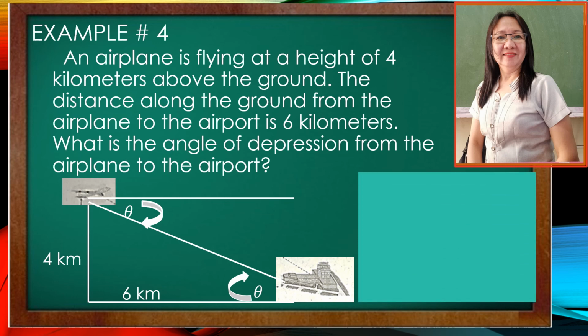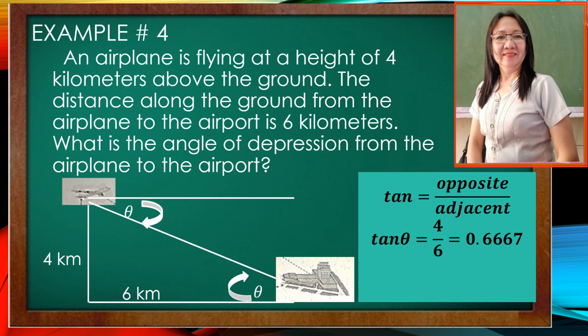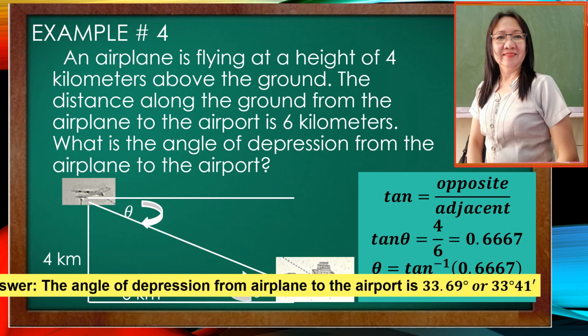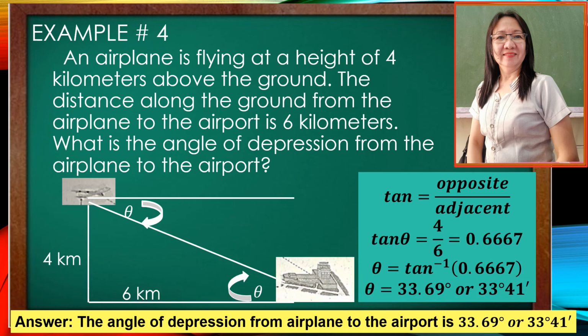So what trigonometric function are we going to use? That is tangent theta, which is defined as opposite over adjacent side. So by substitution, tangent theta is equivalent to 4 over 6, wherein 4 over 6 is equivalent to 0.6667. Then using your calculator, by pressing shift tangent, then the value of 0.6667, then that is equivalent to 33.69 degrees or 33 degrees and 41 minutes. Therefore, the angle of depression from the airplane to the airport is 33.69 degrees or 33 degrees and 41 minutes.